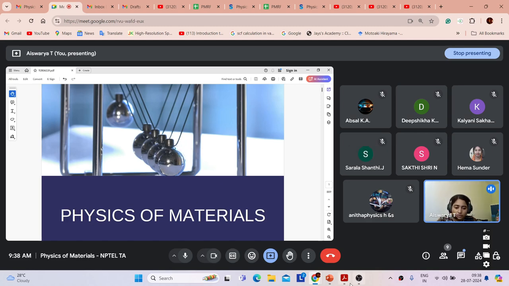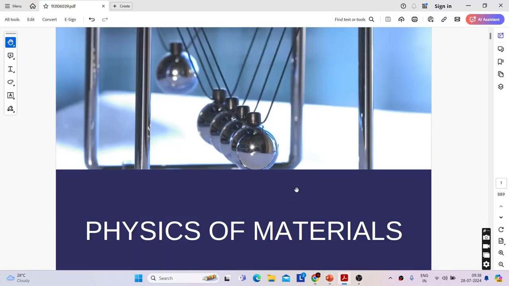So before going to the problem solving session, we will go through the notes which were already prepared in week one. Today's class is related to the week one lectures.